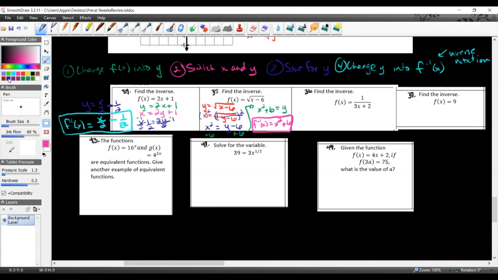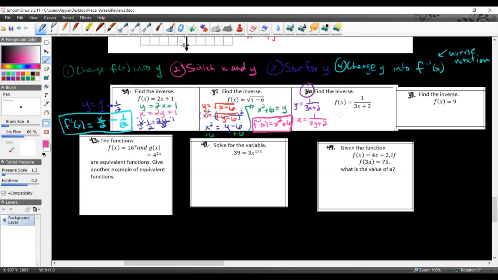All right. So I'm going to go ahead and do two more actually, because there's two more. Let's look at this one. So this one's kind of tricky because you have this fraction thing going on. So let's get through this one. So this is going to be y equals 1 over 3x plus 2. Okay, then we're going to switch x and y. So it's going to be x equals 1 over 3y plus 2.